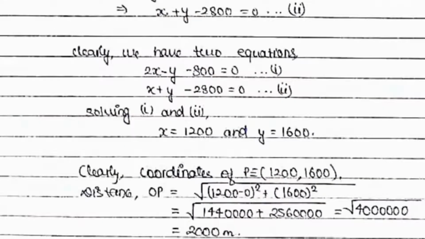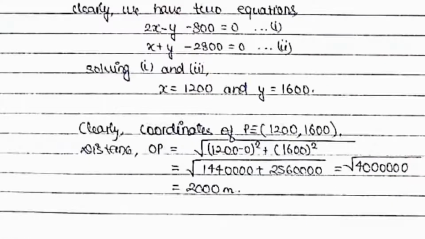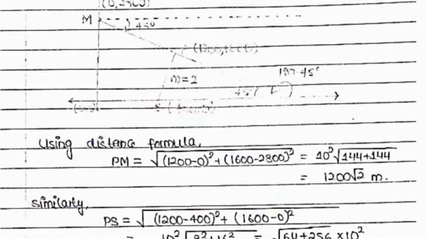Clearly, we have two equations. Now, after solving the first and second equation, we get x equals 1200 and y equals 1600. Now the coordinates of point P clearly are (1200, 1600), and the distance OP equals root of (1200 minus 0) whole square plus 1600 square, and we get 2000 meters. So this was question number 4, 2000 meter.